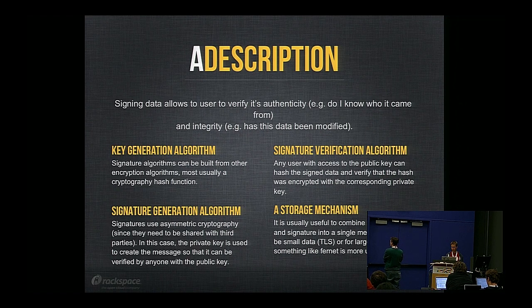So basically the signing verification problem has a couple of different pieces that you have to have available, right? You need to be able to generate a key. You need to be able to sign something, and then you need to be able to verify it. And then the side piece of that is you need to be able to actually store these things together.